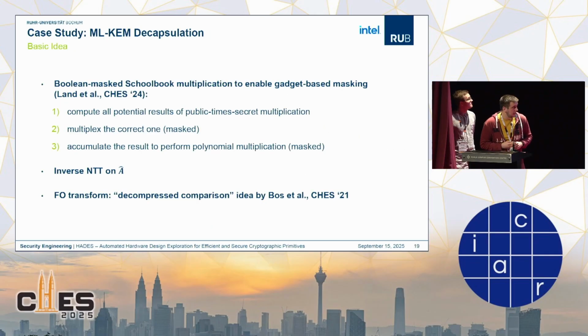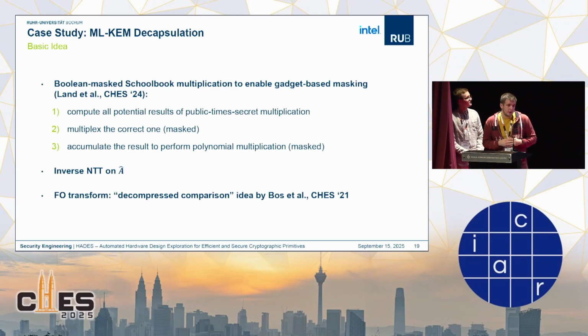The second case study I want to talk about is MLChem or Kyber. And so you might have asked yourselves how this should be possible with gadget-based masking, so with Boolean masking only. And the idea that we follow here is a paper that has been presented at CHES last year, where the polynomial multiplication in certain cases can actually be carried out in Boolean masking. The condition is that one operand is public and the other one is secret and only has small coefficients, and this is the case in MLChem.